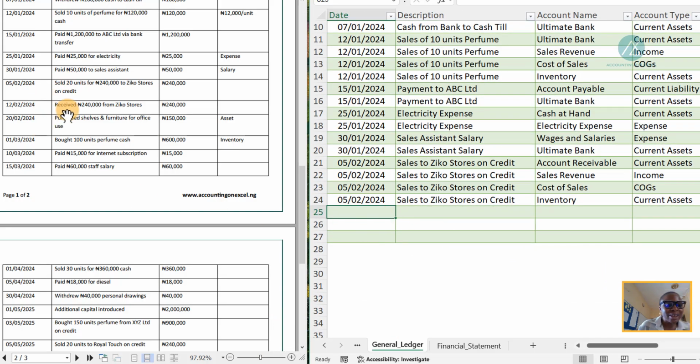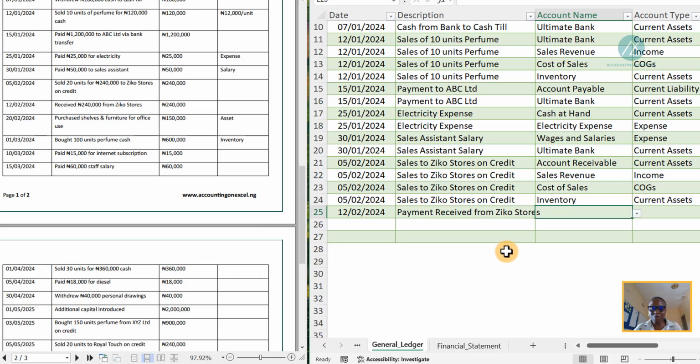So let's pick another transaction. On the 12th of February 2024, we received the money from Zico stores. So payments received from Zico stores. If payment was received, money is coming into our bank, right? Then the accounts receivable will clear.